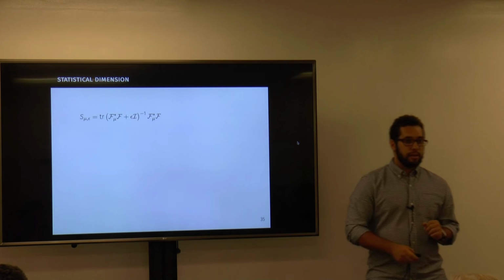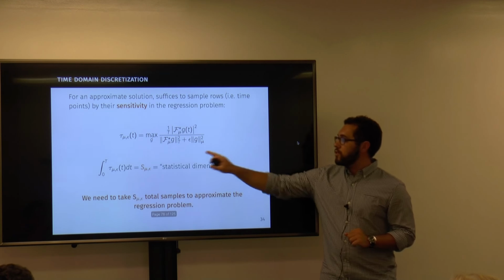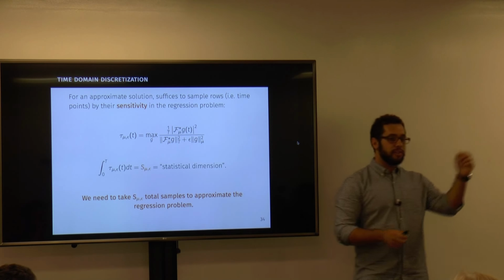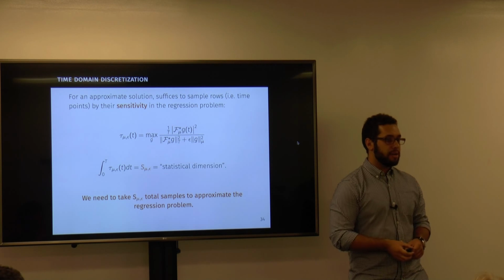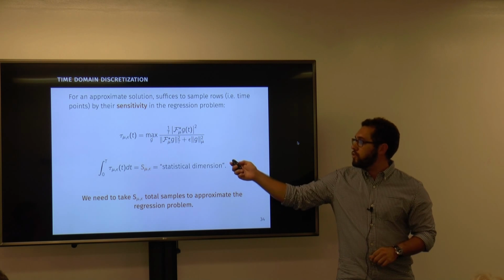Sorry, could you say it in words? What was the statistical dimension? So the statistical dimension is going to just be the sum of these probabilities that I need to sample data points by. No, just the definition of statistical dimension. Yeah, in words. I'll give it on the next slide actually.